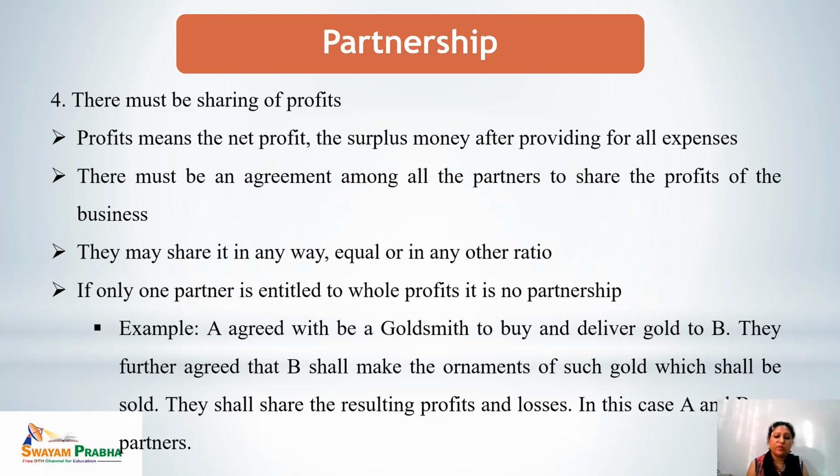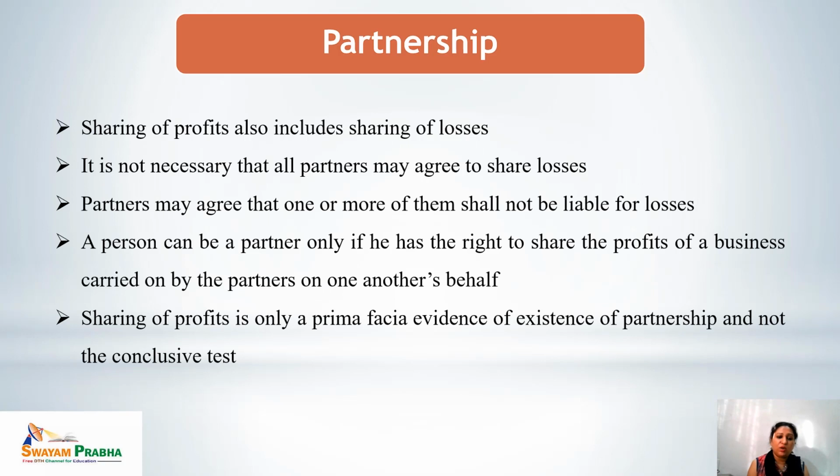A agreed with B, a goldsmith, to buy and deliver gold to B. They further agreed that B shall make ornaments of such gold which shall be sold. They shall share the resulting profits and losses. In this case, A and B are partners because they are sharing the profits of the business of the partnership. Sharing of profits also includes sharing of losses.